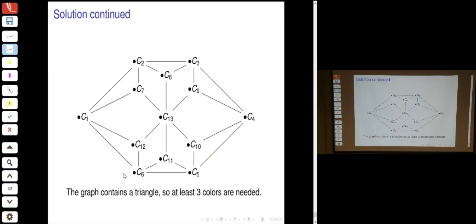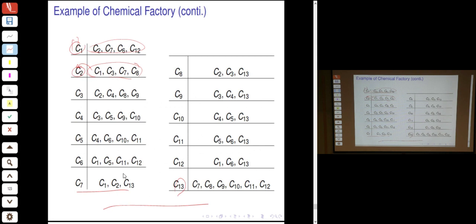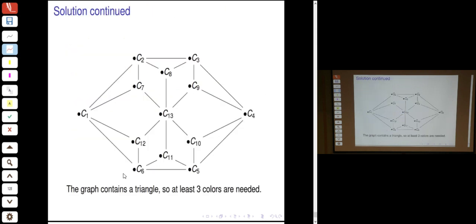So, if you take the table in the previous slide and draw the edges for all the dangerous combinations of chemicals, the graph will look like this. So, this graph contains a triangle. So, at least three colors will be needed, because we know that if a graph contains a particular subgraph, then the chromatic number of the original graph will be at least as large as the chromatic number of the subgraph, right?